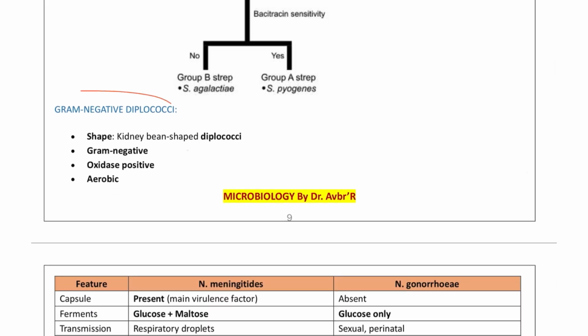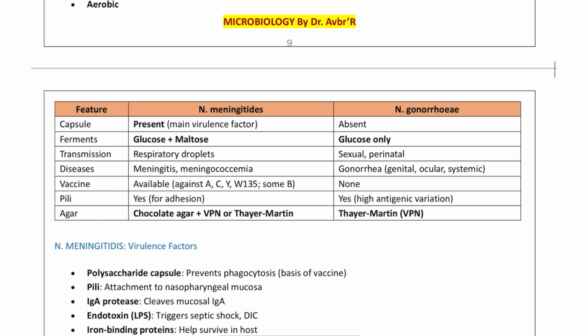Next, gram-negative diplococci, kidney-shaped diplococci. How are we going to see this one? The two examples are Neisseria meningitidis and Neisseria gonorrhoeae. Neisseria meningitidis will have a capsule, whereas no capsule is present in gonorrhoeae.